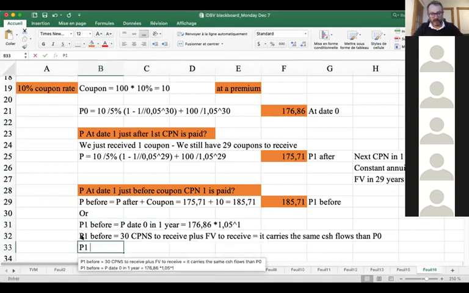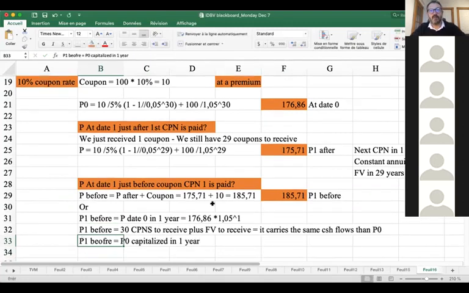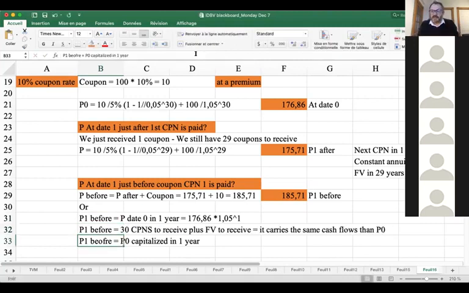So P1 before is just P0 capitalized in 1 year. So it's just 176.86 times 1.05 exponent 1, as I just said here. So this is a second way to calculate P1 before. It's P0, because it carries the same cash flows as P0, but it's just 1 year later in time. So we just have to capitalize P0 in 1 year. Is that clear for everyone?